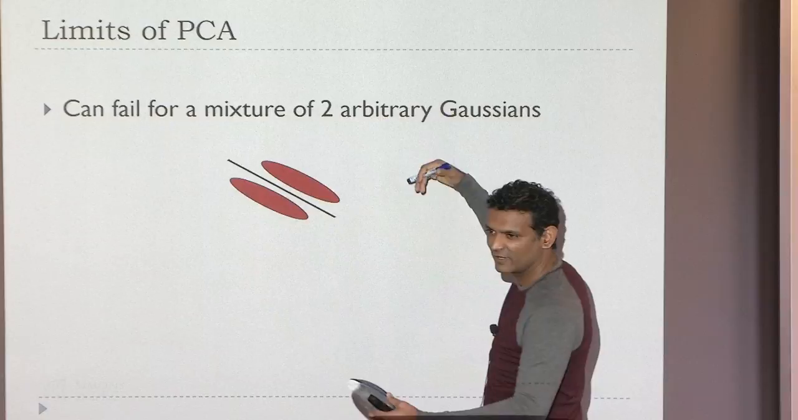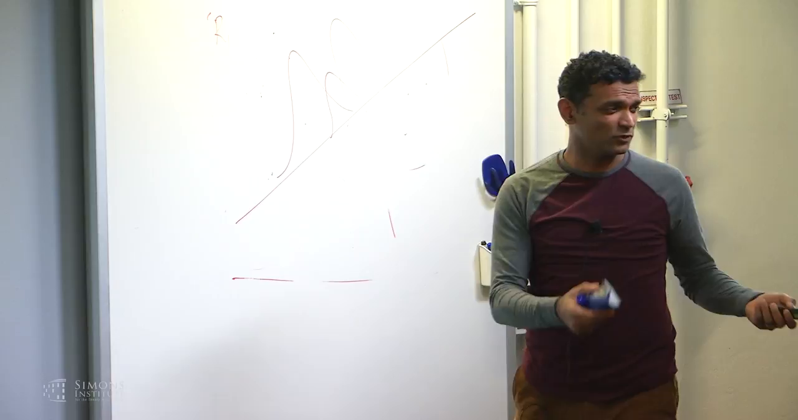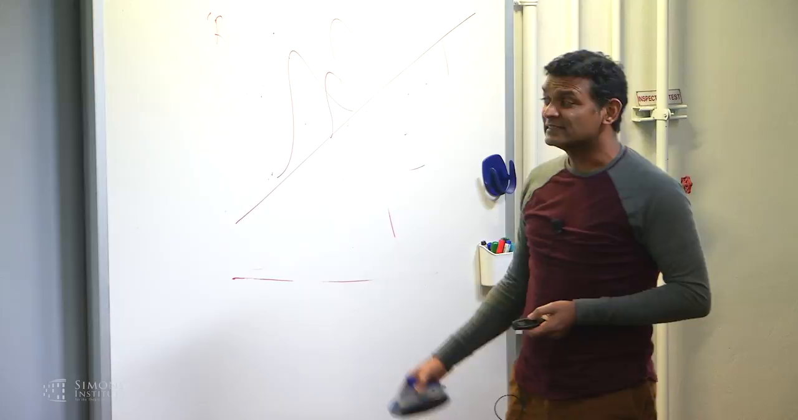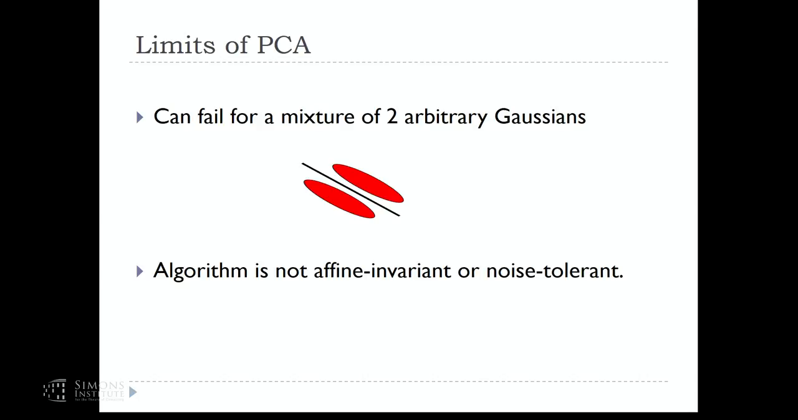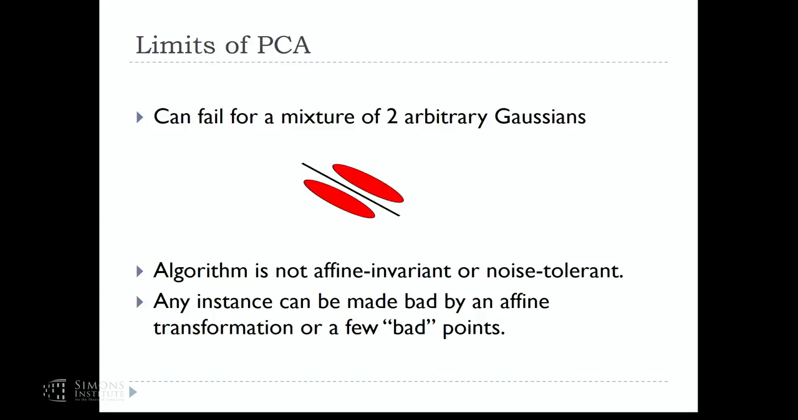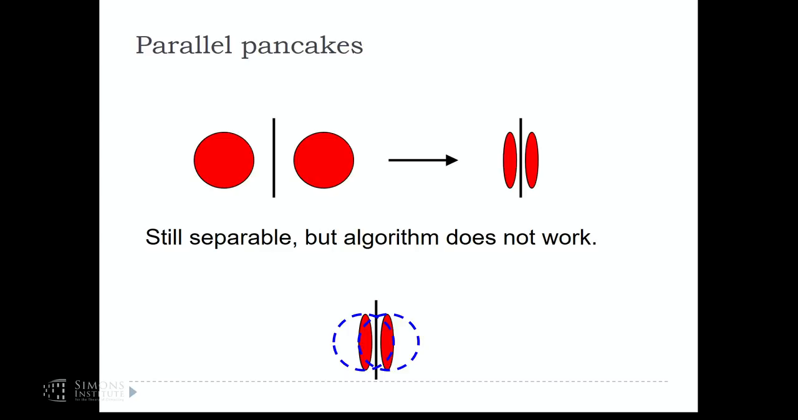So if your data had a linear transformation applied to it, it's no good anymore. And it's not noise tolerant either. To destroy PCA completely, if you're using k components, you just need k strategically placed points. They can completely destroy it. So both of these are serious bottlenecks, not only for neuroscience, but even in machine learning. And so a situation like this, where it works, once you transform it to this, it doesn't work.